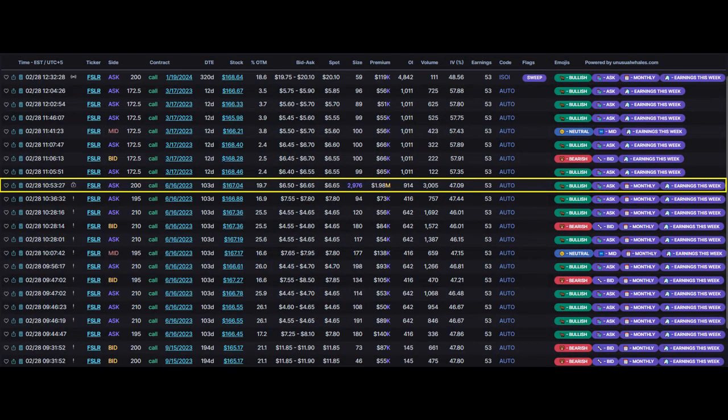If we reference this FSLR trade, we can see that it has been labeled as an opening trade. The size of the trade was 2,976 contracts. The 3,005 contract volume includes the 2,976 of the respective transaction. So prior to this trade, the volume for this contract was 29. With an open interest of 914 and only 29 other possible contracts traded, a trade of 2,976 contracts cannot be anything but an opening trade.